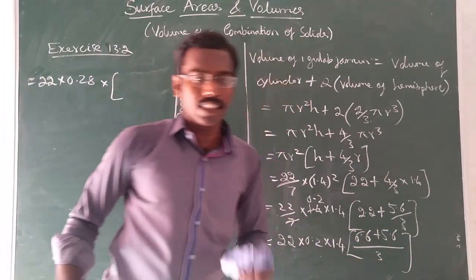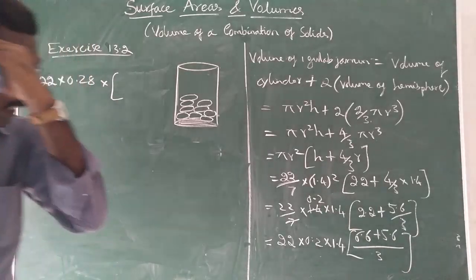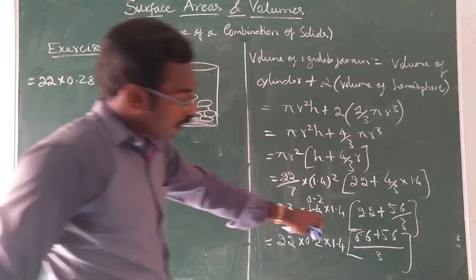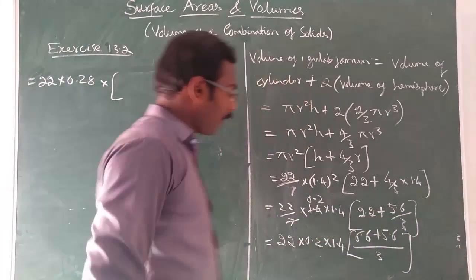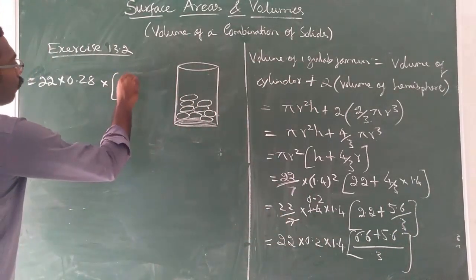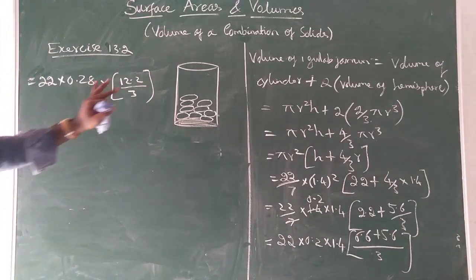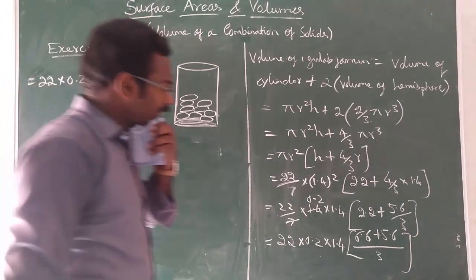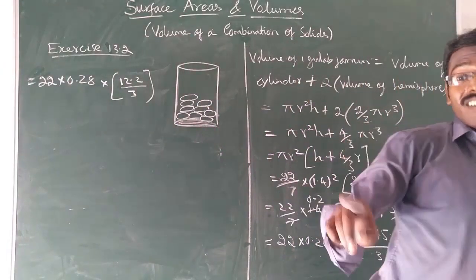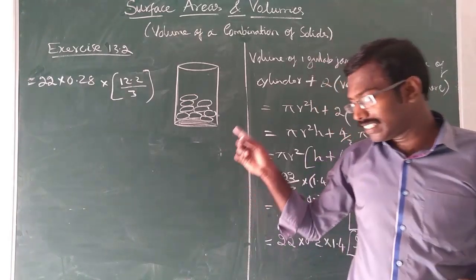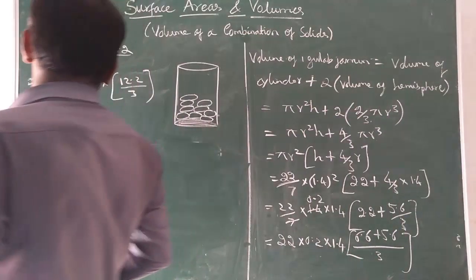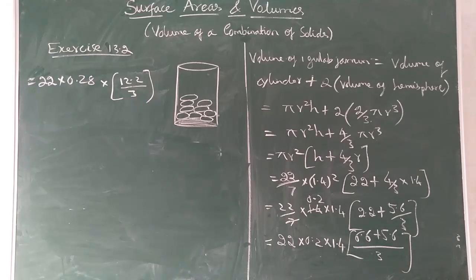And into, what is this? 6.6 plus 5.6. 6.6 plus 5.6, that is 6 plus 5 is 11, 0.6 plus 0.6 is 1.2, so 12.2 divided by 3. Understood or not? Okay. So this sum is a little big sum, but it's very, very important. The probability that this sum may come in the exam is very high.